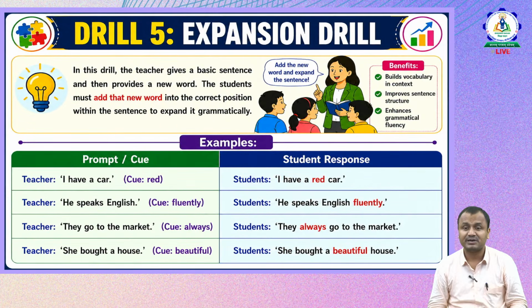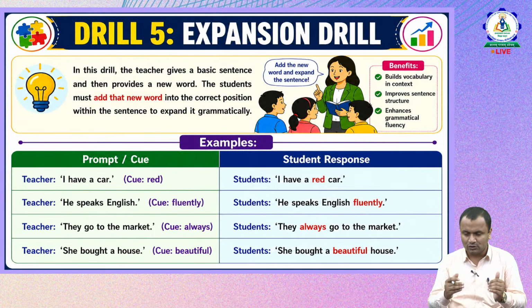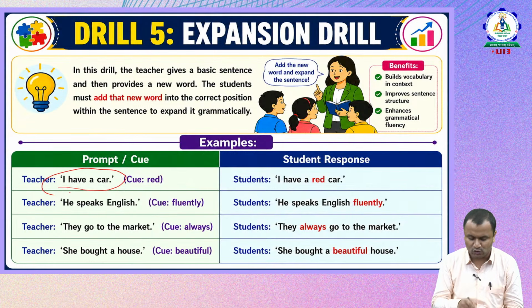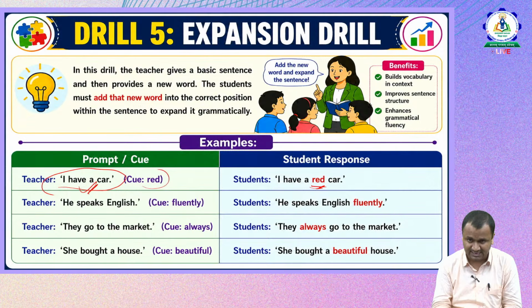Next is the expansion drill. Expansion means you have to expand, you have to add something new into the sentence that the teacher provides. For example, the teacher says, I have a car. Now as a hint the teacher says, red. Now as a student I am expected to say, I have a red car. So into the original sentence of the teacher I have added one word, I have expanded it. If I am following this, I am working on the expansion drill.